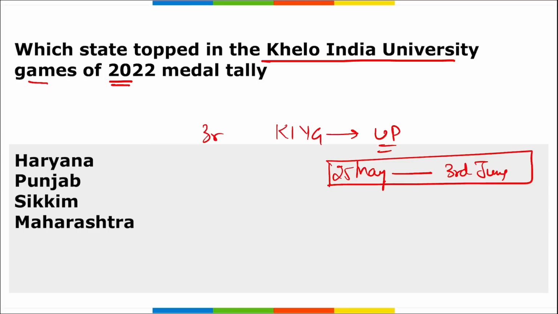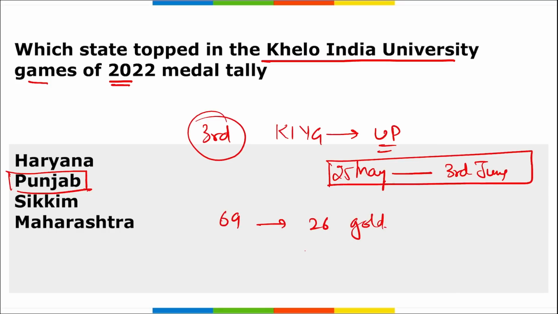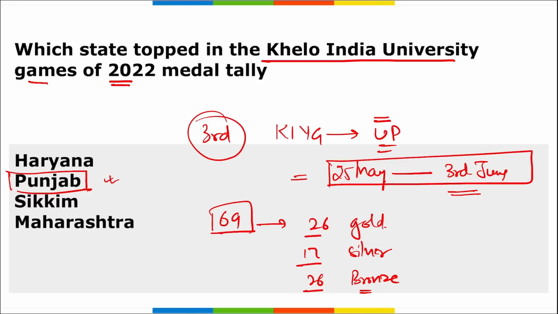In this third edition of the Khelo India University Games, the medal tally was topped by Punjab state. A total of 69 medals were won by Punjab, out of which 26 are gold, 17 are silver, and 26 are bronze. Mark this important. If asked about the Khelo India University Games, it was the third edition, held in UP from 25th of May to 3rd of June, and Punjab topped the medal tally with 69 medals, 26 gold, 17 silver, and 26 bronze.